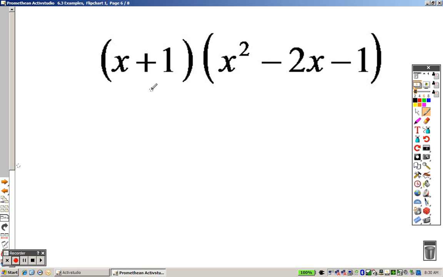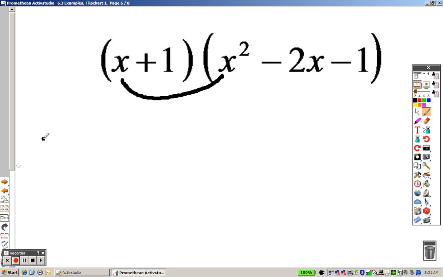Alright, now we are on foiling. And the reason we're doing this is so that you can see the type of foiling that we have. It doesn't have to just be two terms. It doesn't have to be just a binomial and a binomial. It could be a binomial and a trinomial.